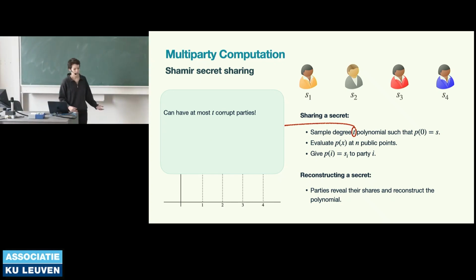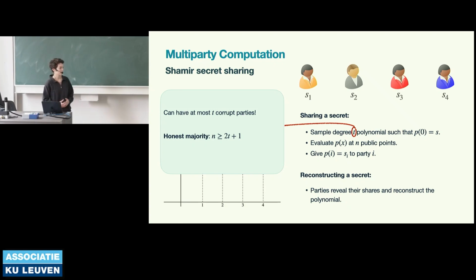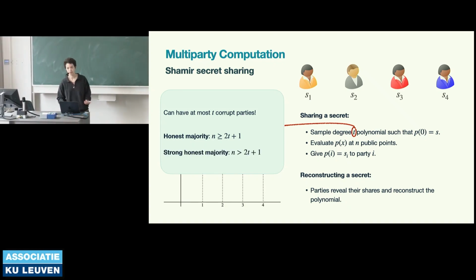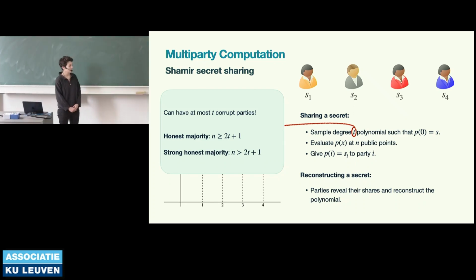But for Shamir secret sharing, we also know that we need to have an honest majority. So the total number of parties, n, should be at least 2t plus 1. And if we want to allow a maximum number of corruptions, we can have that n is exactly 2t plus 1. But in this case, we are particularly interested in the strong honest majority setting, where n is strictly greater than 2t plus 1. And the reason why we are interested in this setting is because here we have some redundancy, and this is what will allow the faster parties to progress ahead in the computation.